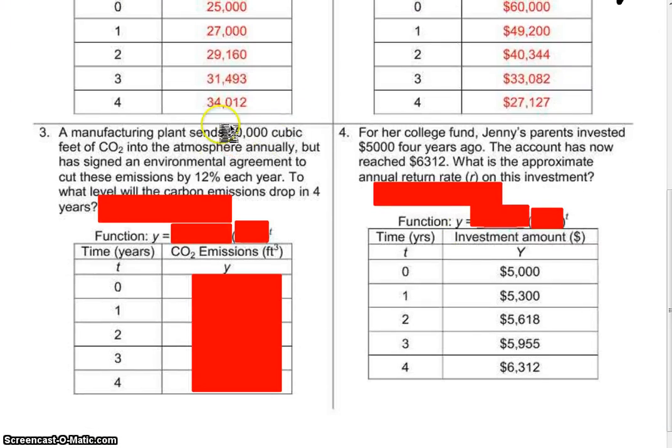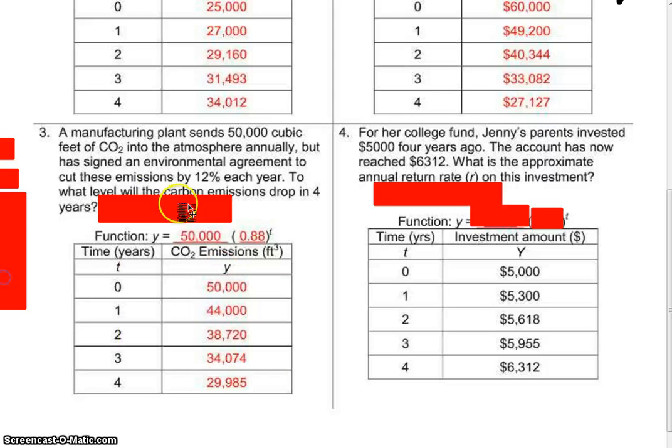A manufacturing plant sends 50,000 cubic feet of CO2 into the atmosphere annually. They agree to cut the emissions. That's going to be a decrease. So your A, or starting point, is 50,000, and then your B is going to be 0.88, which would be 100 minus 12. Put that into y equal, fill in your table, and there's your answer for that one.